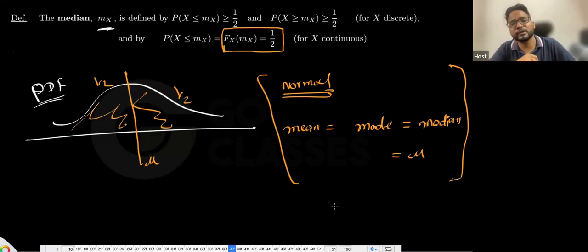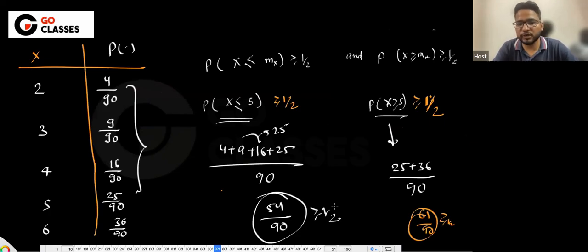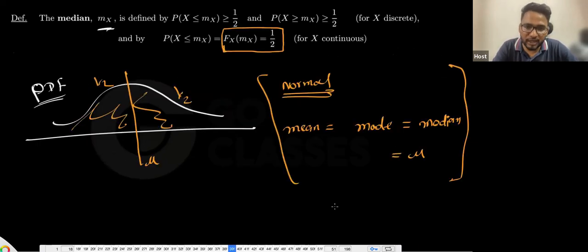Anyway, you do not need to know these things to that much extent. At max, if they ask you using discrete values, then you can just draw the samples. Even if they ask you using continuous values, it is easy. It's not tough. It's just saying that the CDF, which is F of x, if you put the median here, then it should be 1/2.